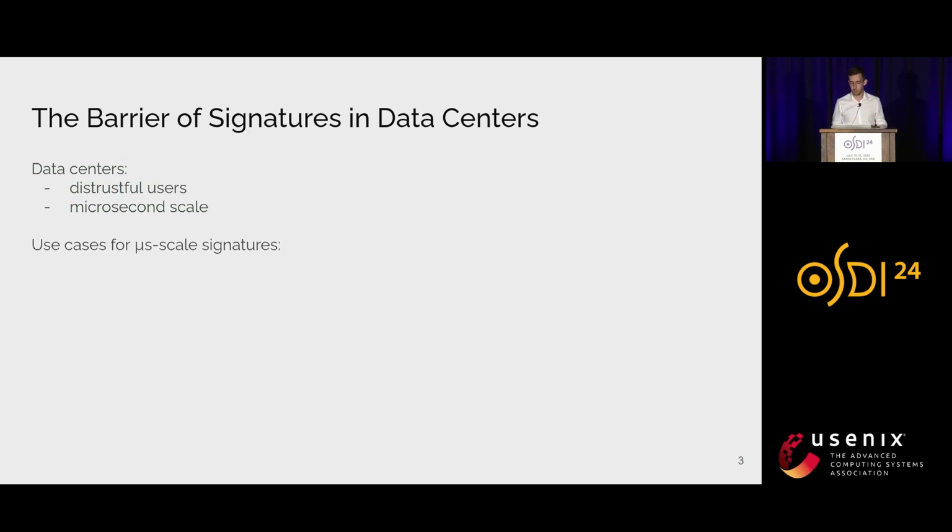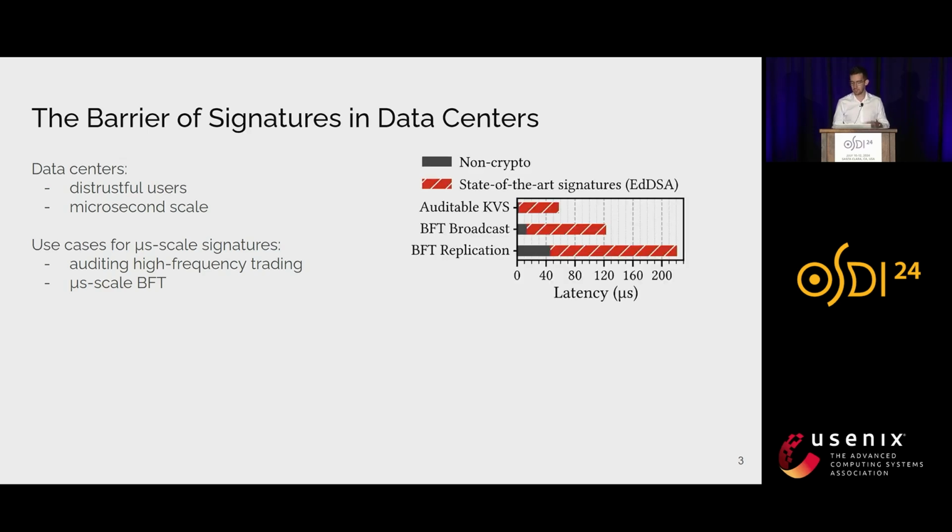Which means that if you were given microsecond-scale signatures, then you would be able to have crypto-secure auditing, for instance for high-frequency trading, or you could also have microsecond-scale Byzantine fault tolerance. But we're not quite there yet, because the state of the art, which is EdDSA, doesn't quite provide the performance that you need.